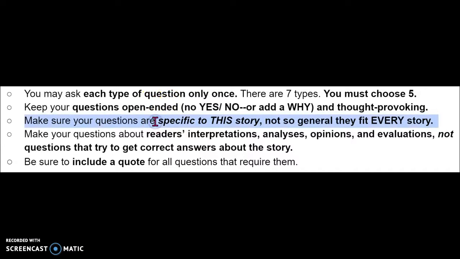Other than that, also make sure that your questions are specific to the story. So you should include specific character names and moments and details that happen in the story. If you don't include character names or specific details from the moment, it's going to be kind of obvious you didn't read. So maybe include those.